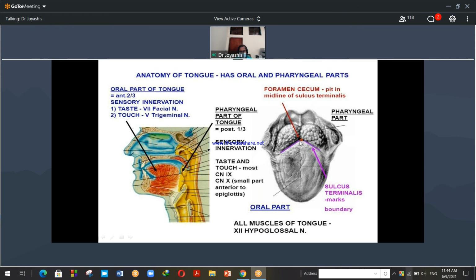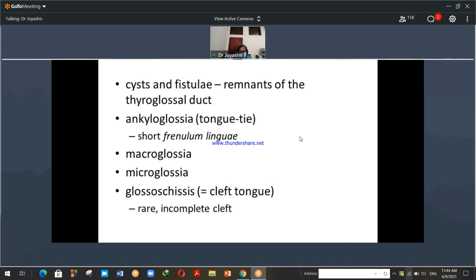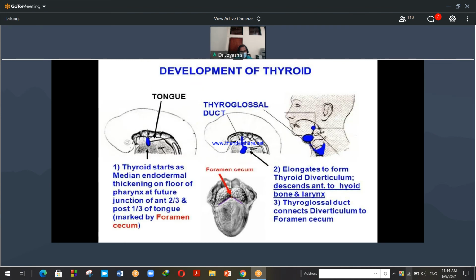এটা হচ্ছে foramen cecum, the junction of the anterior 2/3 and posterior 1/3 of the tongue. এখানে thyroid gland develop। So thyroid gland starts as median endodermal thickening on the floor of pharynx at the future junction of anterior two-third and posterior one-third of the tongue, marked by foramen cecum. This is foramen cecum, and it elongates to form thyroid gland.